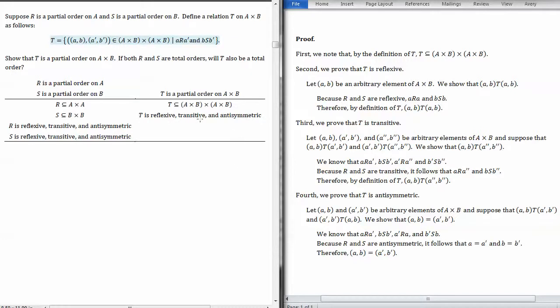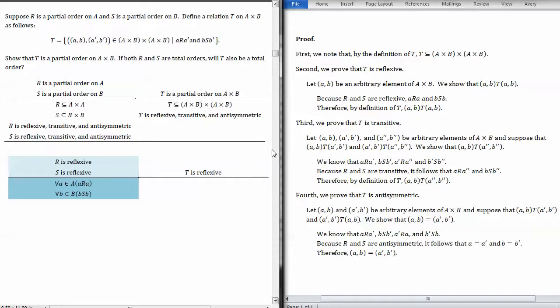Well, we can take care of our first goal very easily because T equals a set of points, all of which are in A times B times A times B. So that immediately proves that T is a subset of that set. So we just have these three properties to check. Let's take the reflexive first. And for that, I'm going to bring down our givens that R and S are reflexive. All right, so we'll write down the definitions of those and of T being reflexive. And remember, T is a relation from A times B to itself.